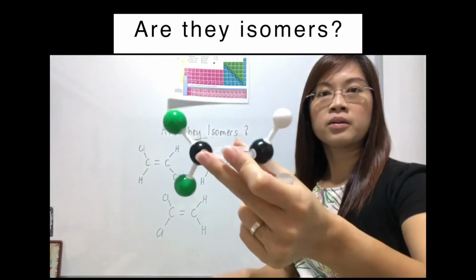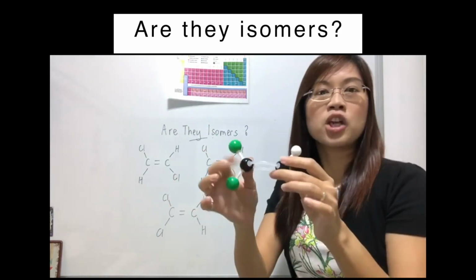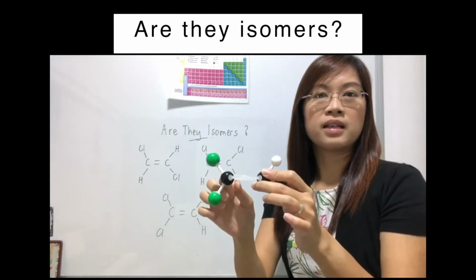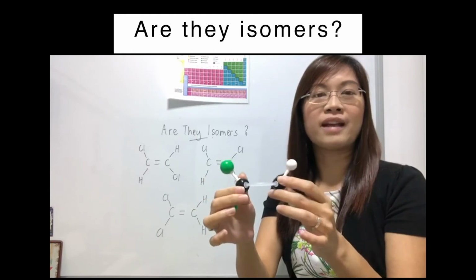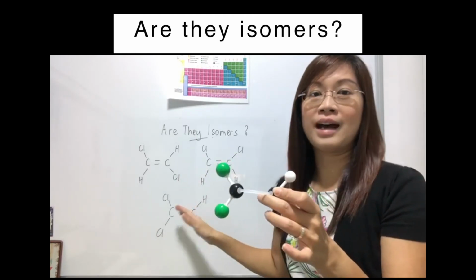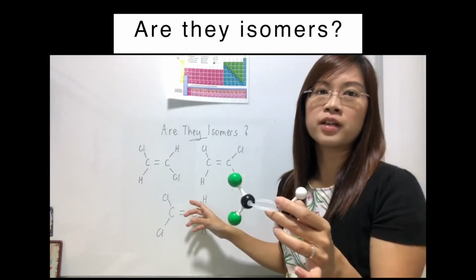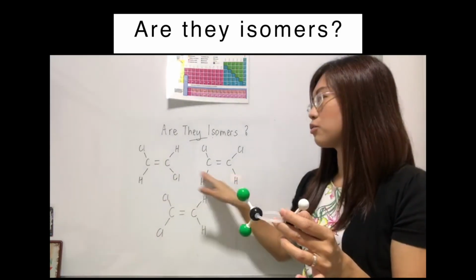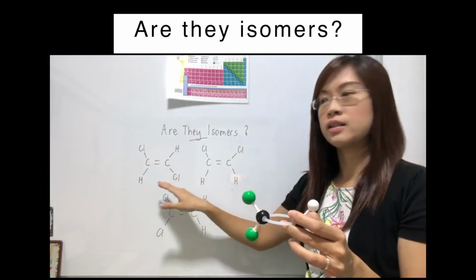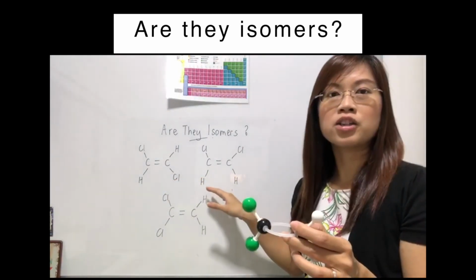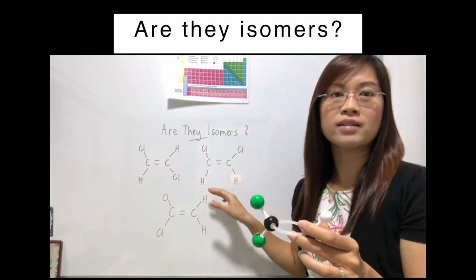Alright, so by changing the position of all these atoms, it is definitely showing you that these three structural formulas are different. They are isomers of one another. And a bit furthermore, you can see that these two structural formulas that I've drawn on the board are actually known as the cis-trans isomers.